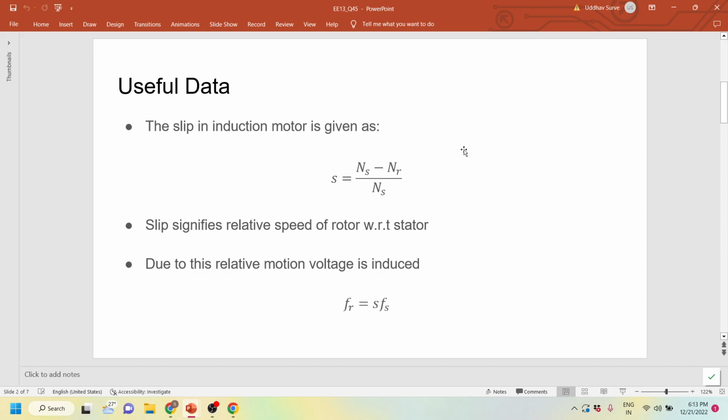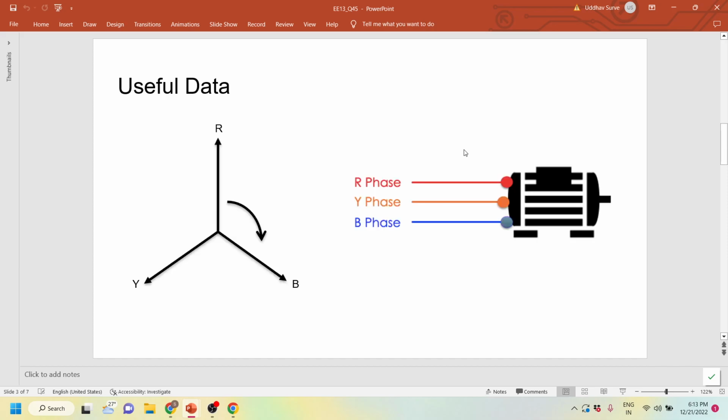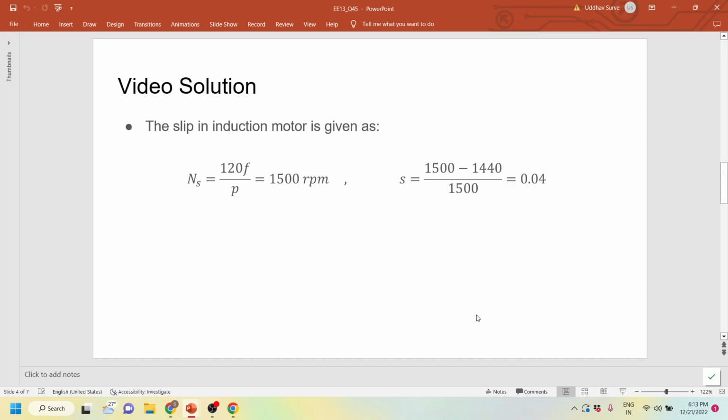Due to this relative motion, the voltage is induced, and the frequency of the induced voltage in the rotor is S into Fs, where Fs is the supply frequency, which governs the synchronous speed Ns. So this is for the ideal balanced supply of synchronous speed for the induction motor. This is the typical diagram where RYB is the phase sequence, and the direction of rotation is given.